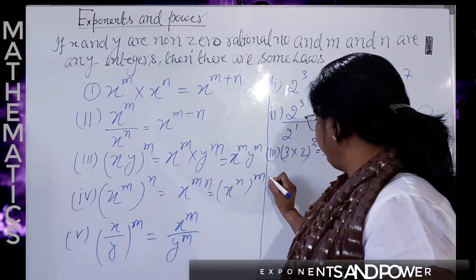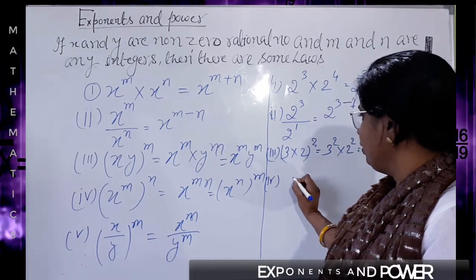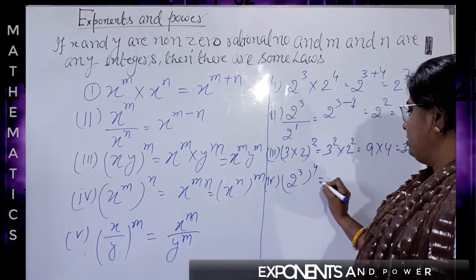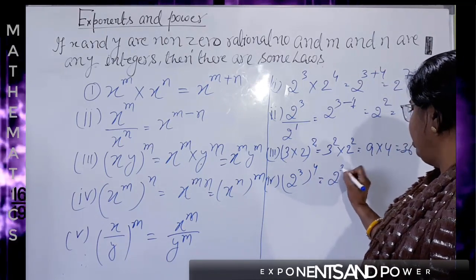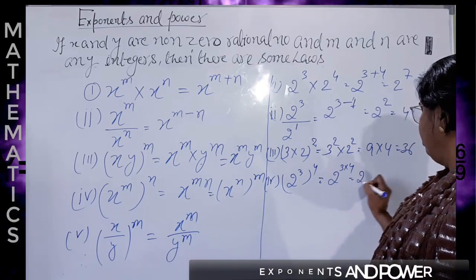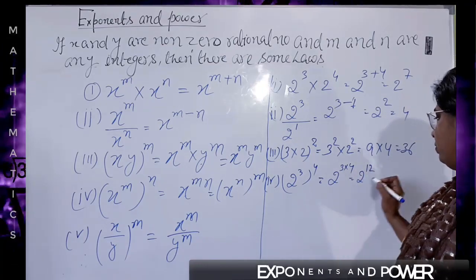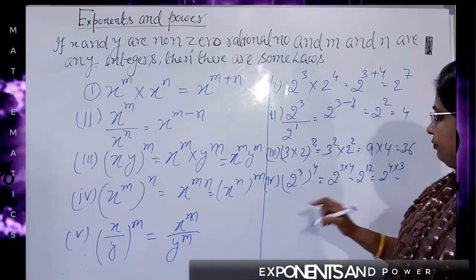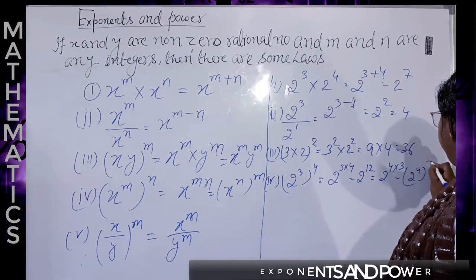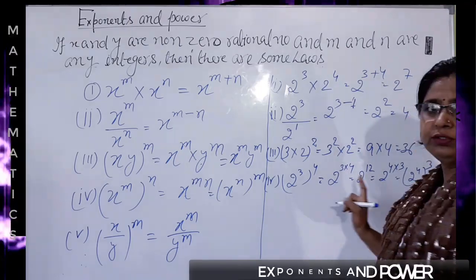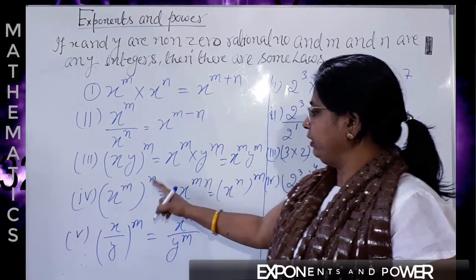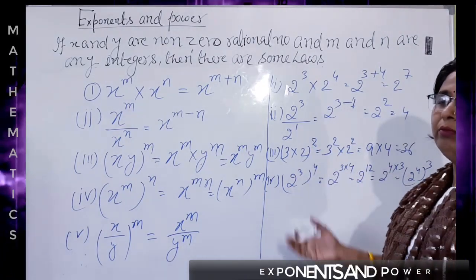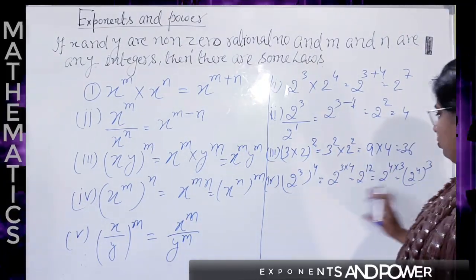And now fourth law property, suppose example is 2 to the power 3 to the power 4, then it can write 2 to the power 3 into 4 is equal 2 to the power 4 3s are 12. That can write 2 to the power 4 into 3 is equal 2 to the power 4 into 3. Now any way you can use x to the power m to the power n, write like this, otherwise like this also we can use. According to my question steps we can use like this.